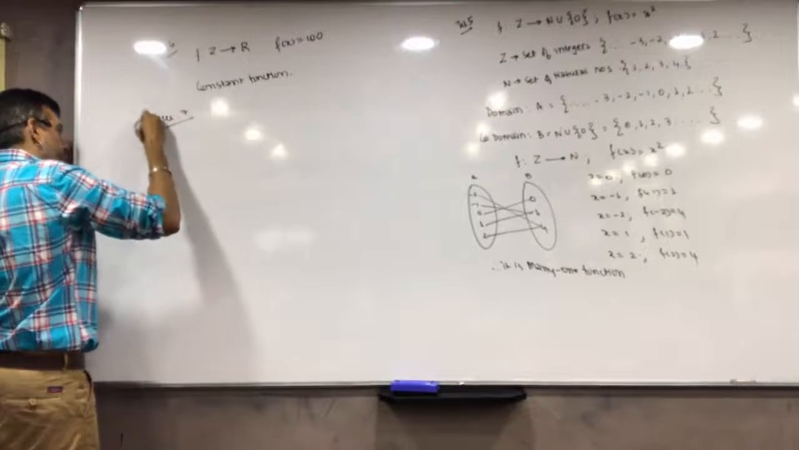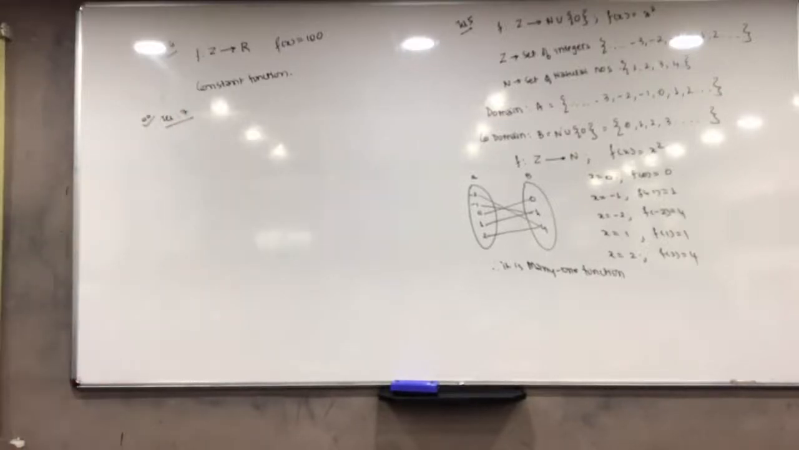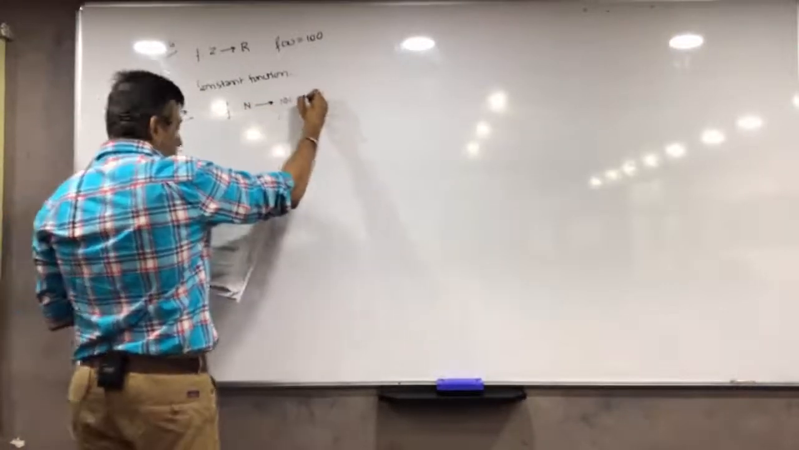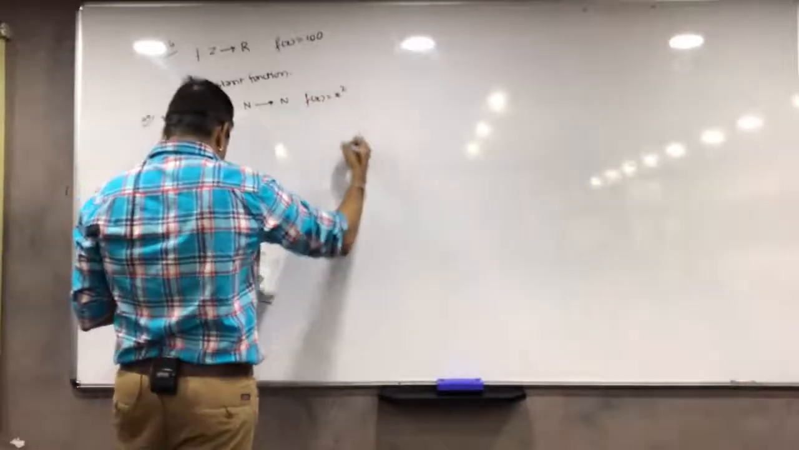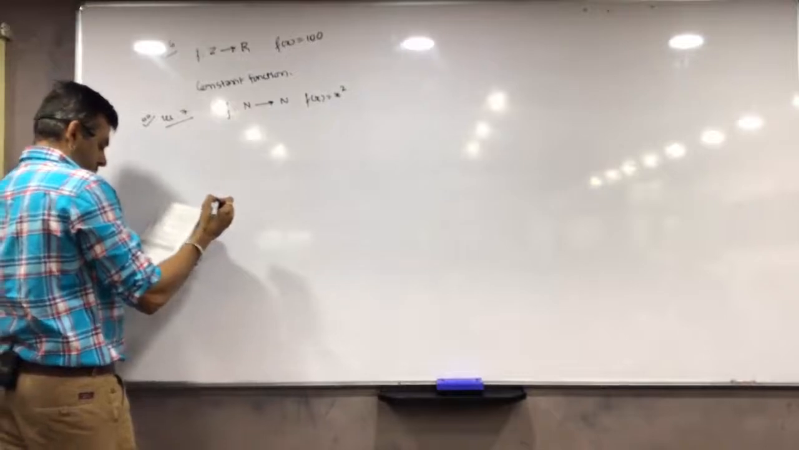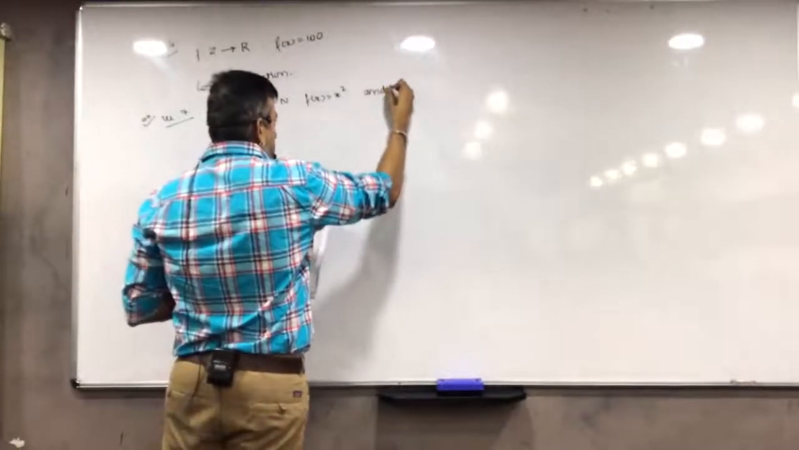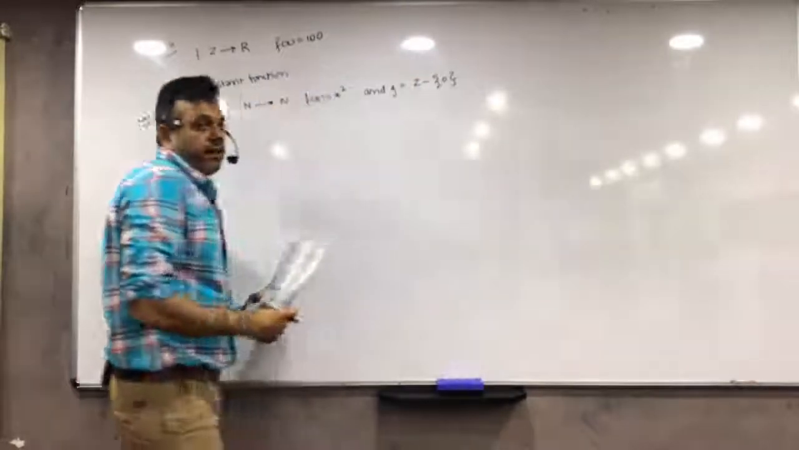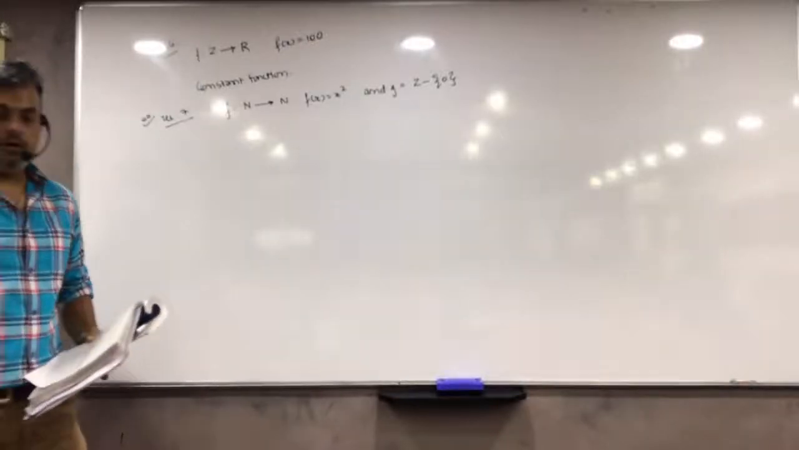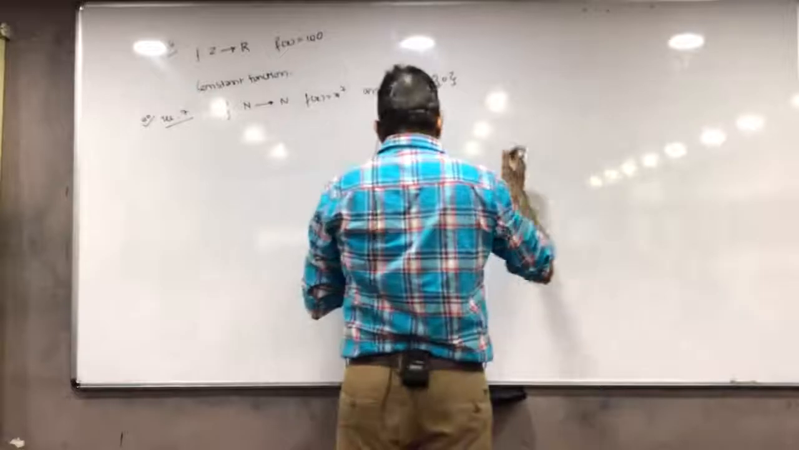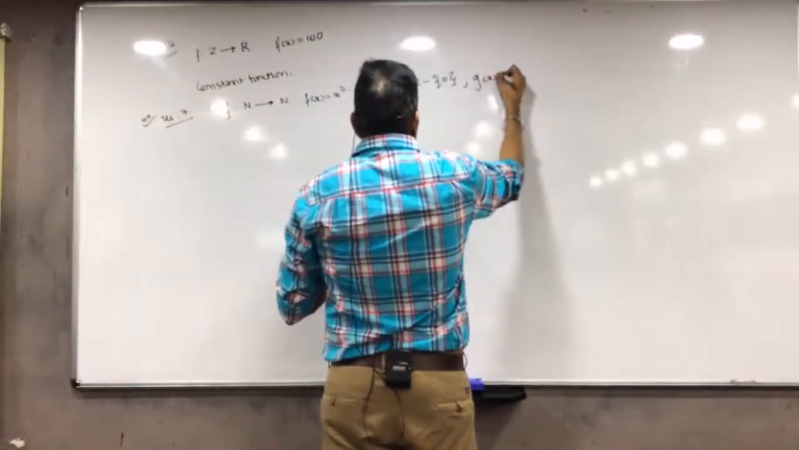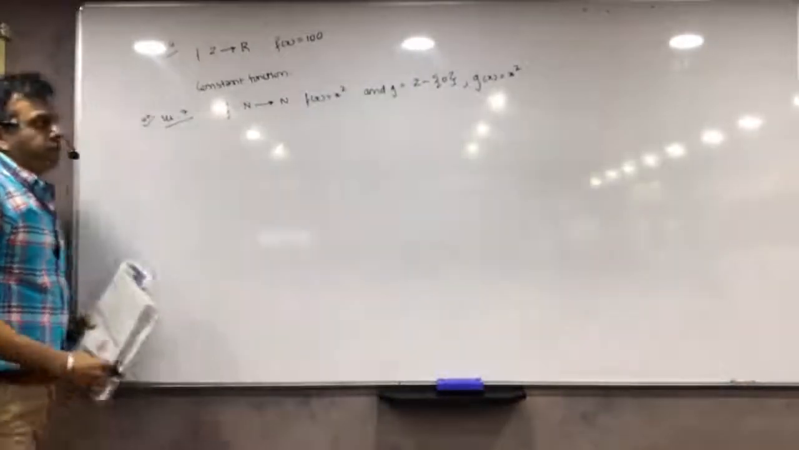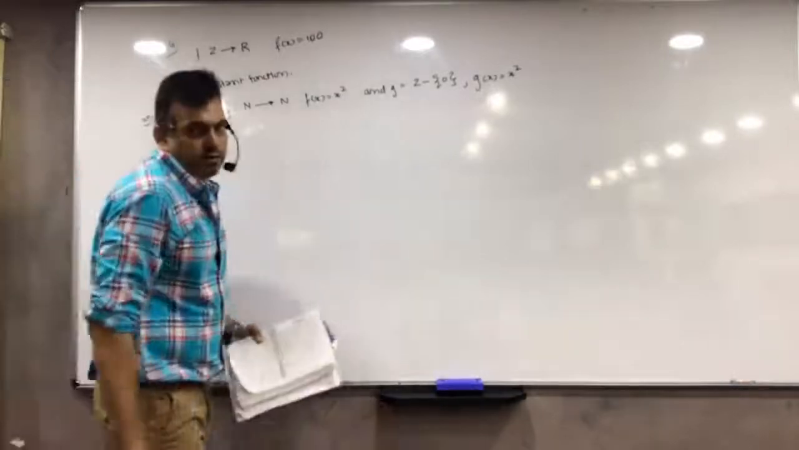Illustration 7, important. If f from set N to set N and f of x is equal to x square, and g is from Z minus 0. From Z we will remove 0. Okay, then g of x is equal to x square. Can we say that f and g are equal functions? Apparently it looks equal, but they are not equal.